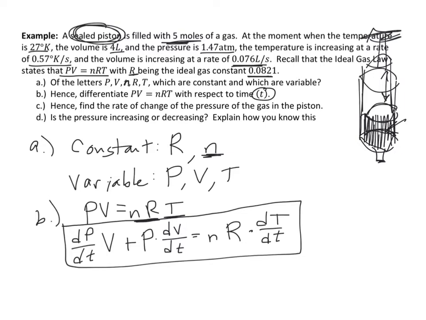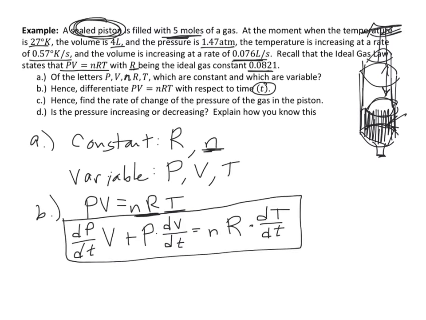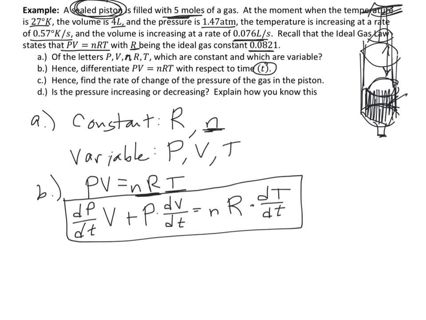Okay. Now part C. Part C says, hence, find the rate of change of the pressure of gas in the piston. So of all of the things in this formula, what is it asking us to solve for? It's asking for the rate of change of the pressure. So dP/dt is the thing I want to solve for. So everything else I should be plugging in.